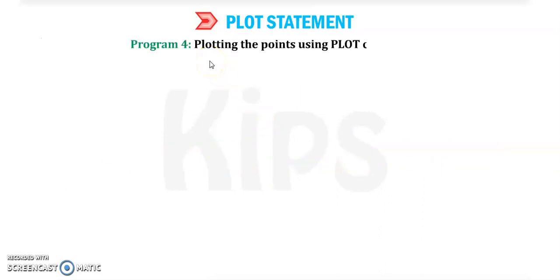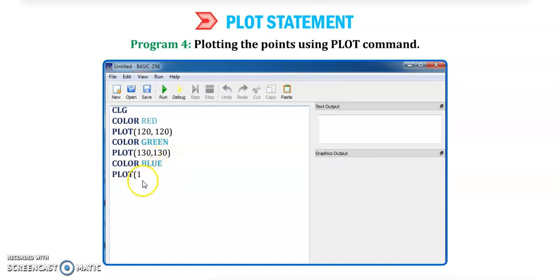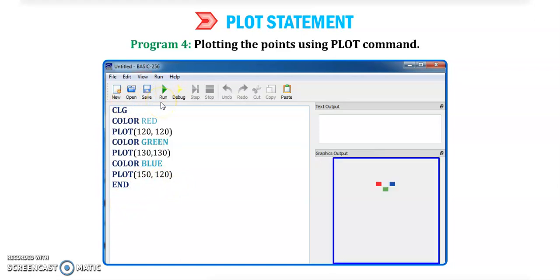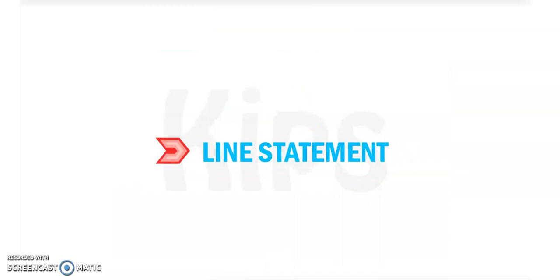Then program number 4 with the plot statement: using CLG, color red, plot 120, 120. Okay, color green. Then plot again 130, 130. Then color blue. Then again plot 150, 120. Then end. Then click on the run button. So you can see the image will come like this.